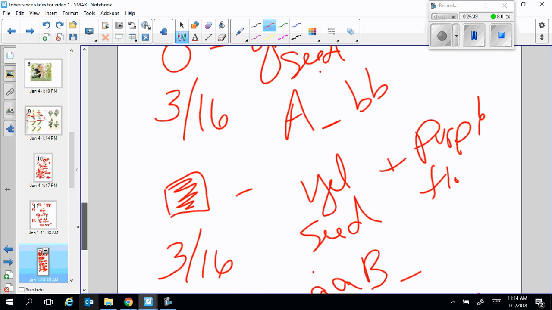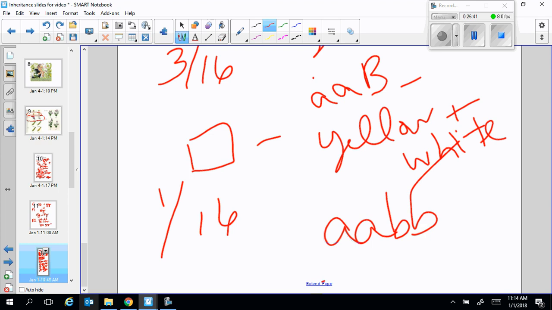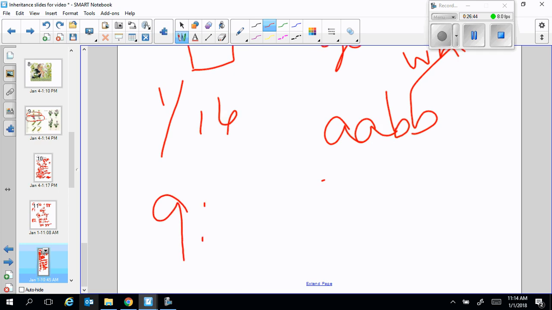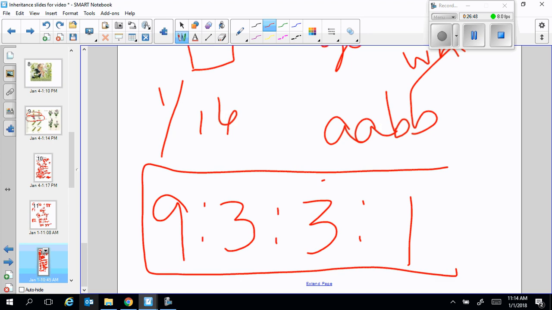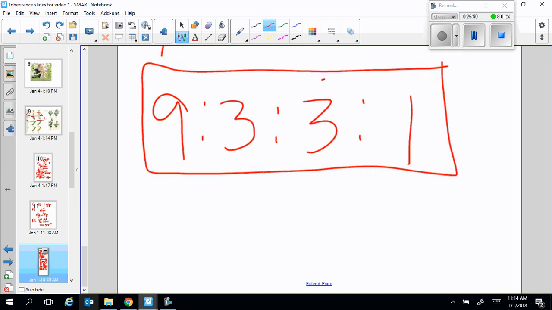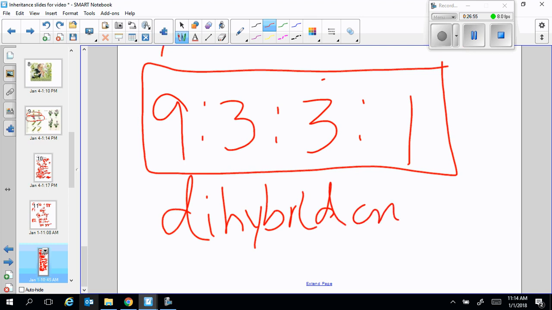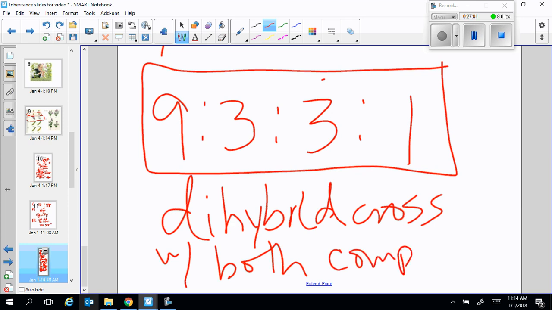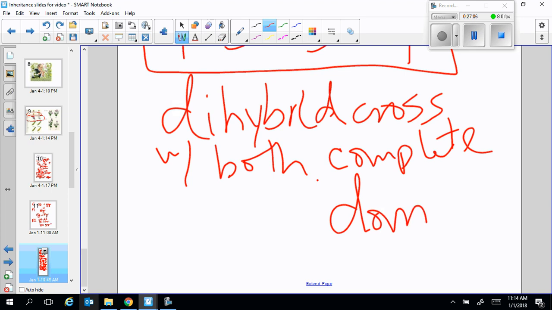What I want you to notice is this ratio. This ratio of 9 to 3 to 3 to 1 is what you get if you have a dihybrid cross with both complete dominance. So both of them showed complete dominance. You were either green or yellow. There was no in between, okay?